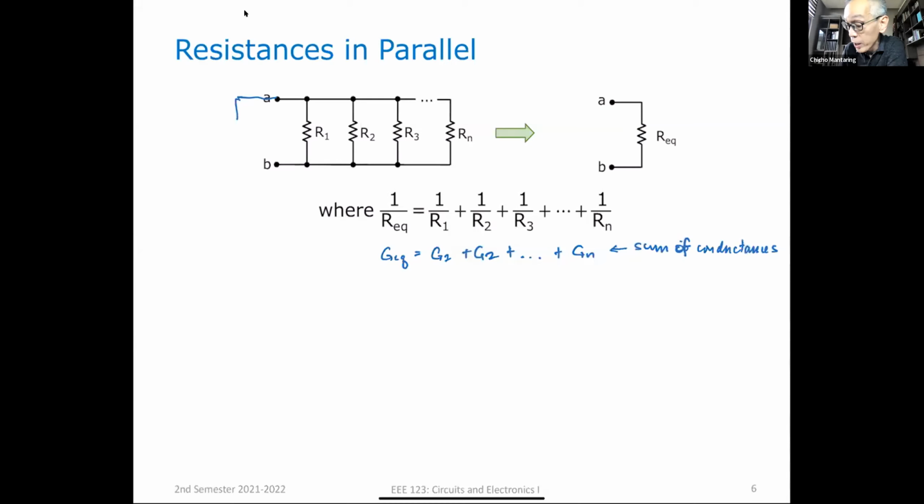If I apply a voltage V here, I expect the current I to flow this way. The same voltage V here should cause the same current I to flow. Now, what is I in this particular case? Here on the left. Using Kirchhoff's current law, this is my node. This whole thing is my node.